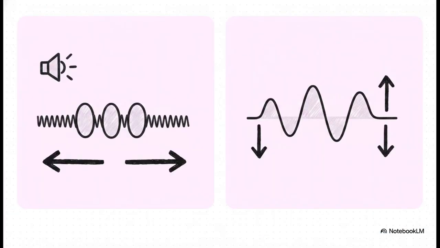Okay, let's lock this in because I guarantee this is a classic exam question. You always want to distinguish these two by how their particles move. Remember, longitudinal waves mean parallel motion, creating compressions and rarefactions. And fun fact, sound itself is a longitudinal wave. Transverse waves, on the other hand, mean perpendicular motion, giving us those crests and troughs.